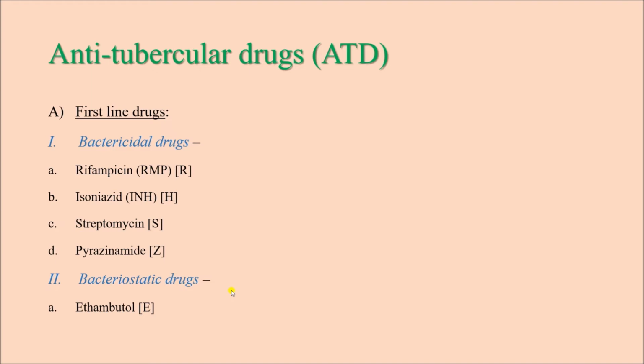Often we use these letters H, R, Z, E, S, etc. So it is quite important for all of us to remember what R means, what H means, etc. So R is rifampicin, H is isoniazid, S is streptomycin, Z is pyrazinamide and E is ethambutol. So these are the first line drugs.